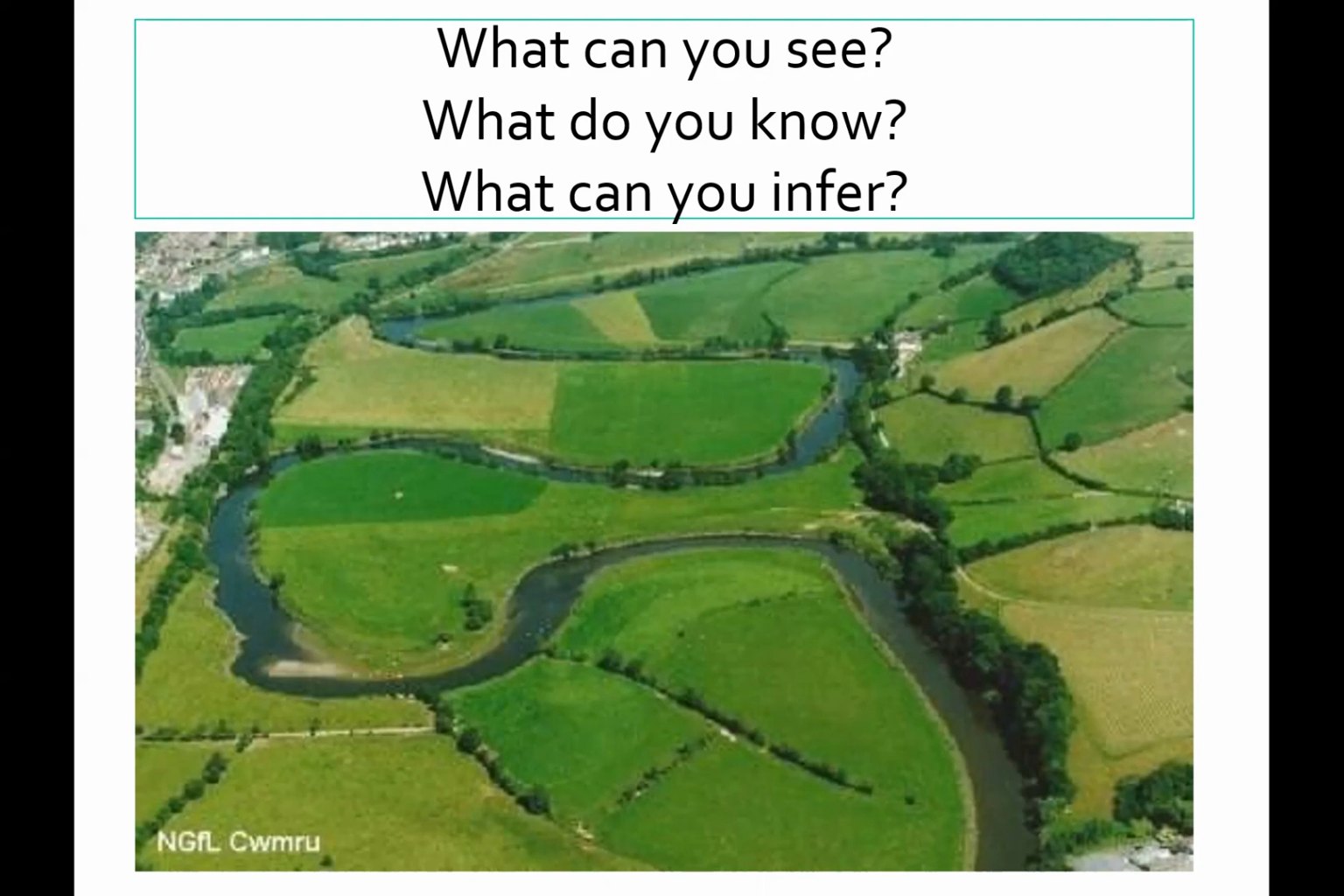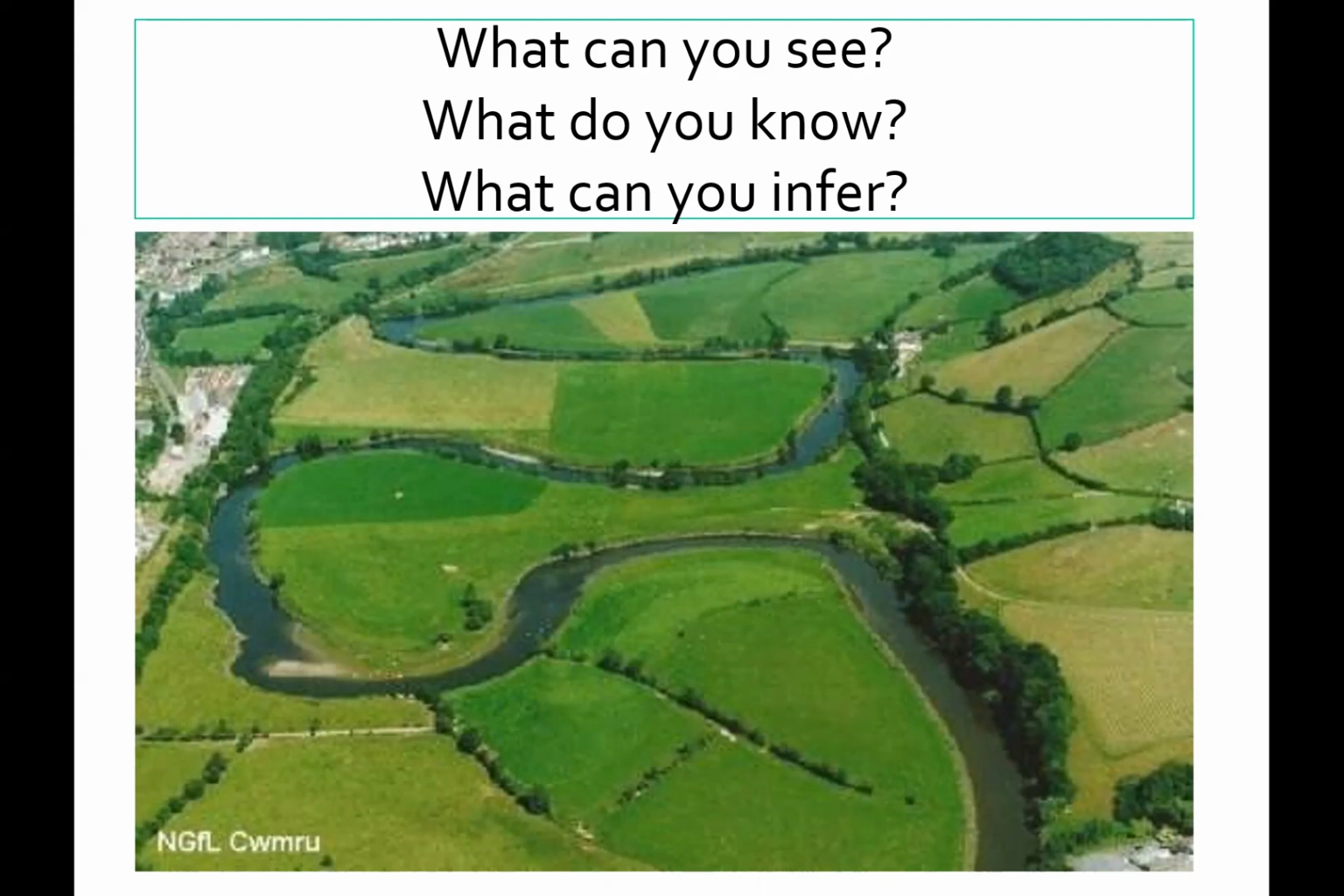So what can you see? Well, this is a bend in the river. It's called a meander. What do we know? Well, this has been made by those fluvial, those river processes such as erosion and deposition. What can we infer? Well, we can infer that it's that erosion, that deposition, that's causing this landform to happen, that's causing it to change over time. So that's what we're going to work on today.